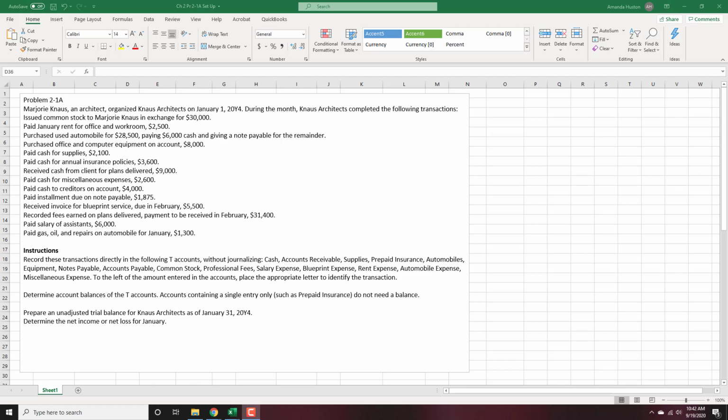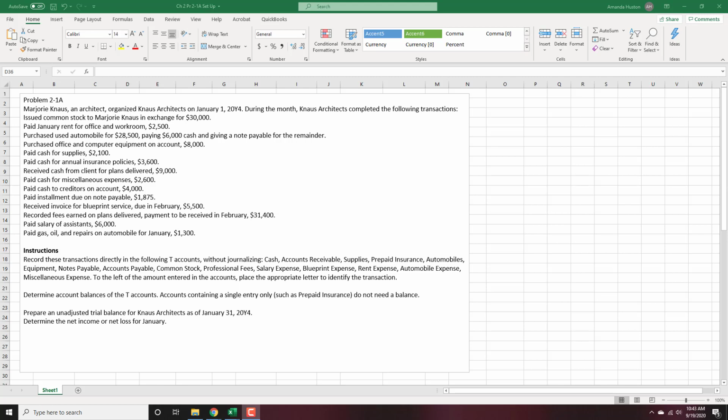Purchased office and computer equipment for $8,000. Purchased supplies for $2,100. Paid cash for annual insurance policy, $3,600. Received cash from clients for plans delivered, $9,000. Paid cash for miscellaneous expenses, $2,600. Paid cash to creditors on account for $4,000. Paid installments due on notes payable for $1,875. Received invoice for blueprint services due in February, $5,500.